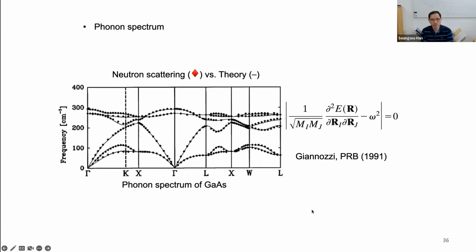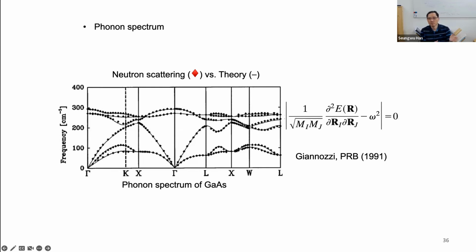And so this is a phonon spectrum of gallium arsenide. In order to measure the phonon spectrum, we first have to grow maybe a millimeter-size single crystal, and you go to a neutron scattering center. There are not many places in the world that have neutron facilities, and then you measure the phonon spectrum, and that's what you get here, the diamond symbol, this experiment.